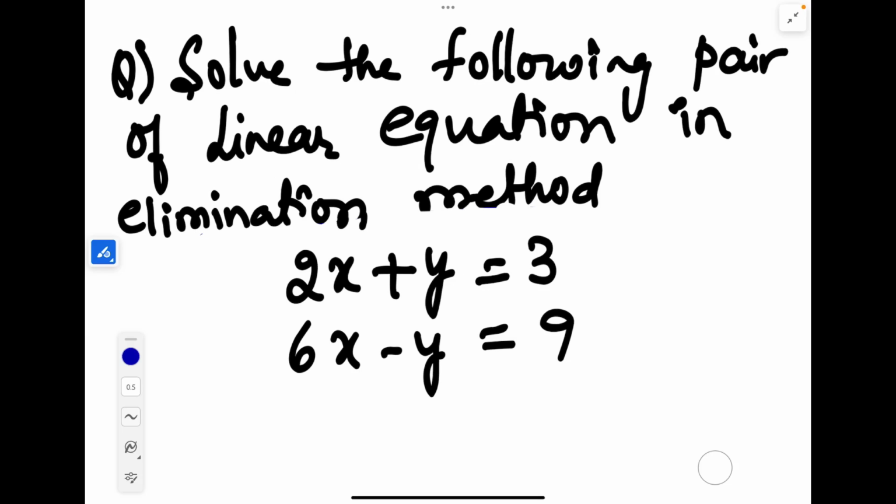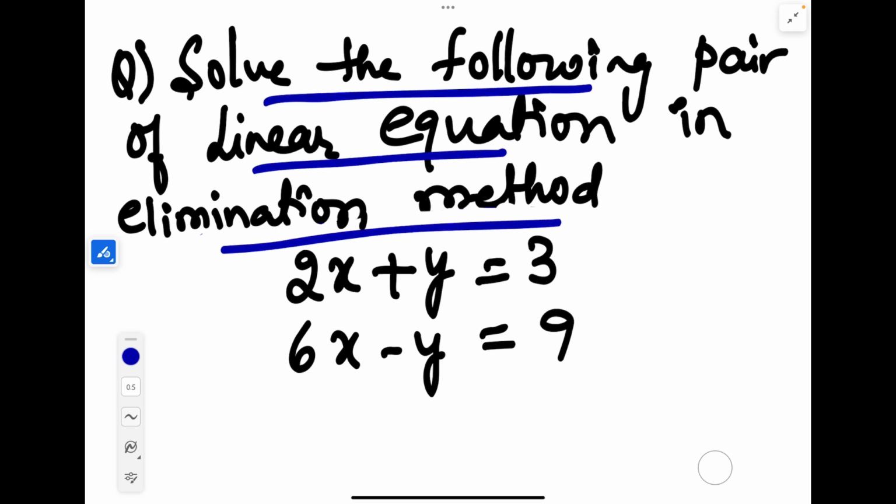This is a question from class 10, pair of linear equations in two variables. Solve the following pair of linear equations by the elimination method. Children, we have already solved two sums using the substitution method. If you have not checked the video, please go to my channel playlist and you can watch that video.